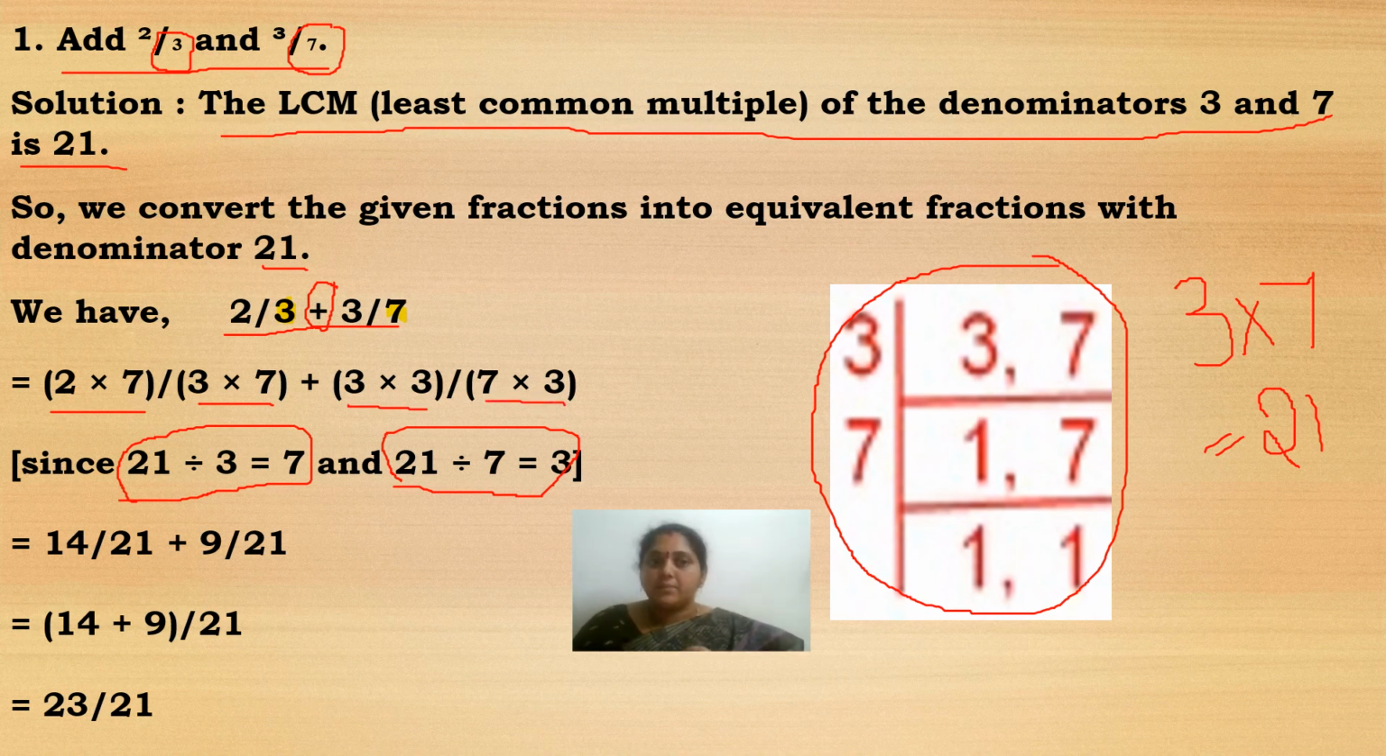When we are multiplying these numbers, we will get our fractions. 2 sevens are 14 and 3 sevens are 21, plus 3 threes are 9 and 7 into 3 is 21. Now our denominator is 21, right? Now what we have to do? Add our numerators. What are our numerators? 14 and 9. That is 14 plus 9 divided by our denominator 21. Our answer is 23 by 21. This is how we are going to find our additions in unlike fractions.